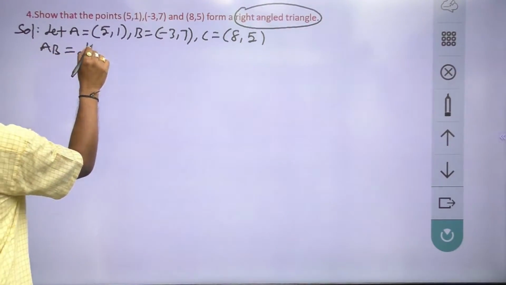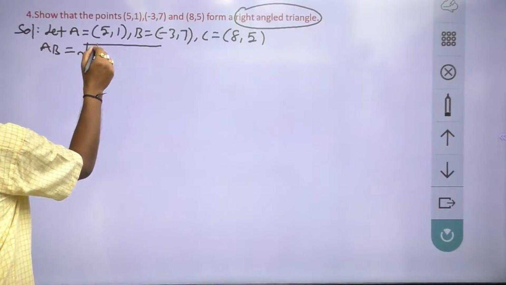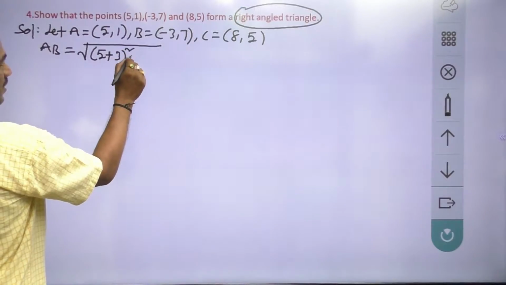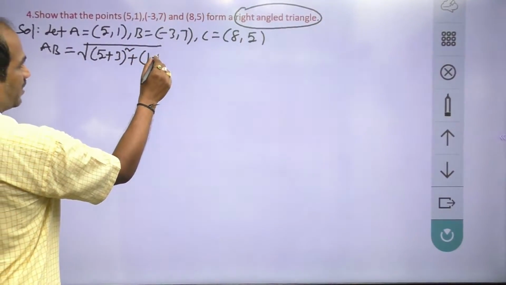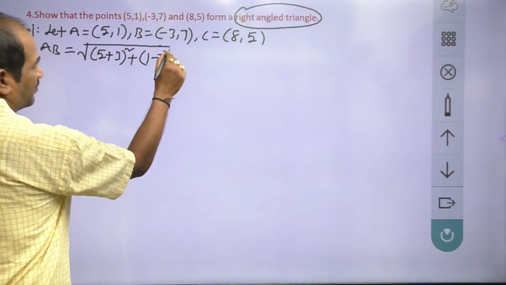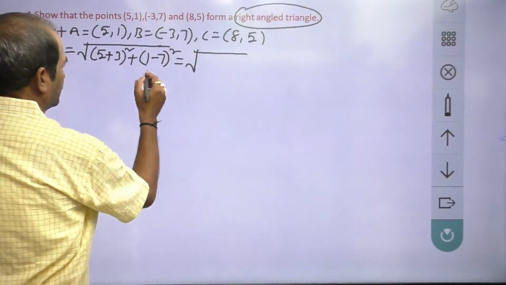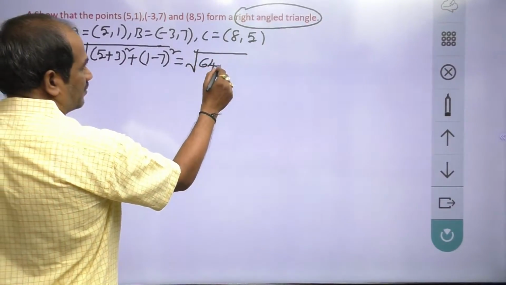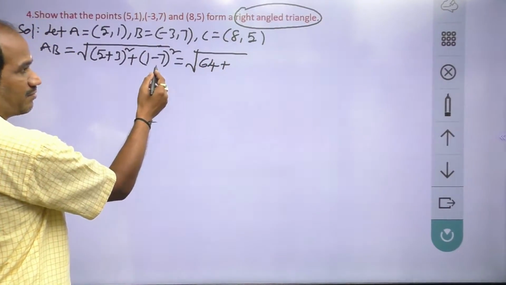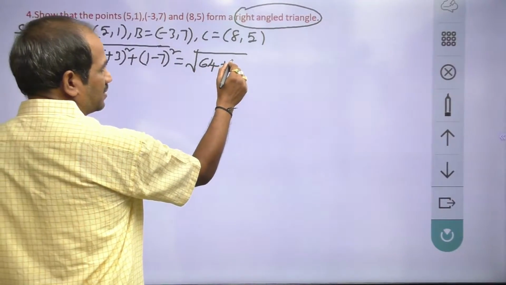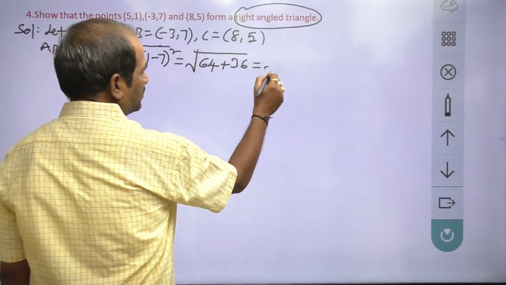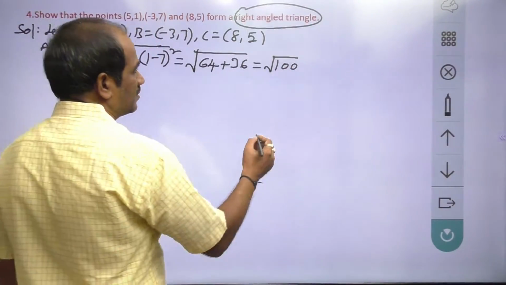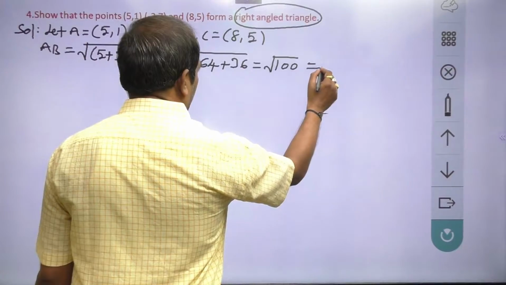AB is equal to the square root of (x1 minus x2) whole square plus (y1 minus y2) whole square. That is the square root of (5 plus 3) whole square, 8 square is 64, plus (1 minus 7), minus 6 whole square, is 36. The total is 100, so the square root of 100 is 10.